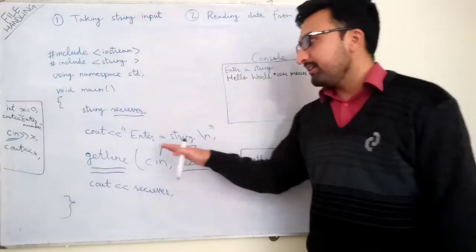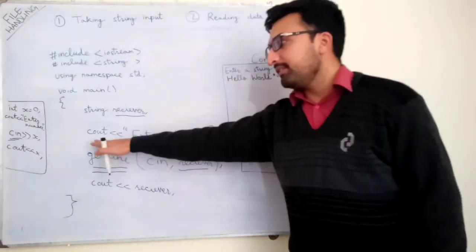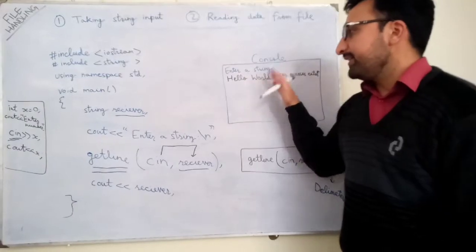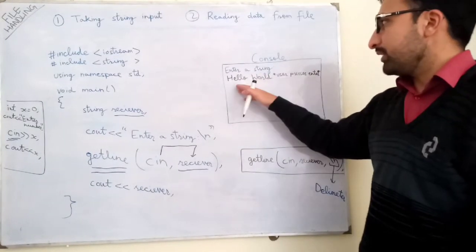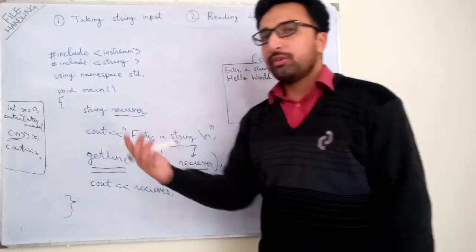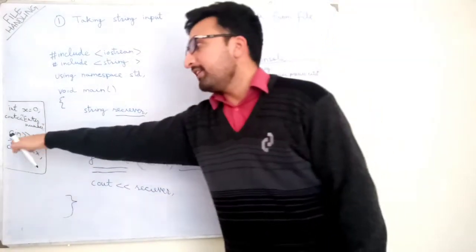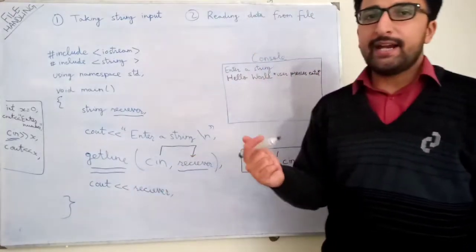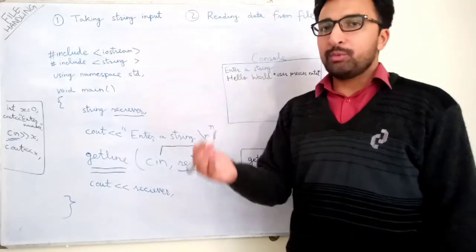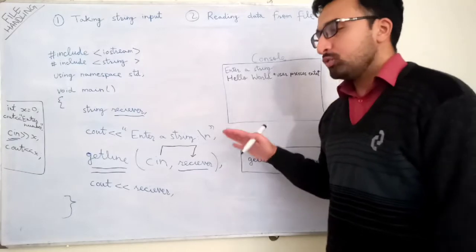But what happens if we run this code line by line is that first this "enter a string" line gets written onto the console. And then we jump onto the next line, just like when we were taking input in an integer variable. For example, we write "enter number", and then when the cin comes, the console waits for some time so that the user can input some data. Similarly, when getline(cin, receiver) comes, the console waits.